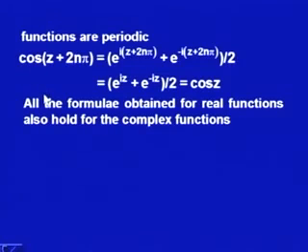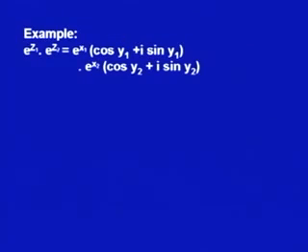You can similarly prove sin z is also a periodic function, and in fact all the formulae which we have obtained in trigonometry using real variables can be developed for complex variables also. I will take some examples. Let me consider this product e^(z1) into e^(z2). I write e^(z1) as e^(x1)(cos y1 + i sin y1) by the definition of e^z. Similarly, e^(z2) is written as e^(x2)(cos y2 + i sin y2).